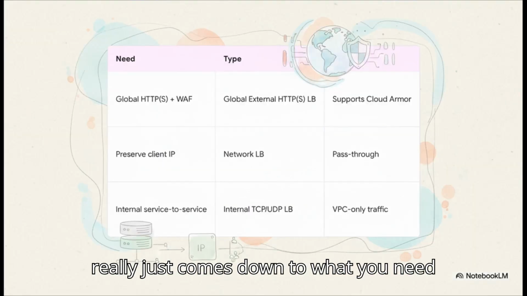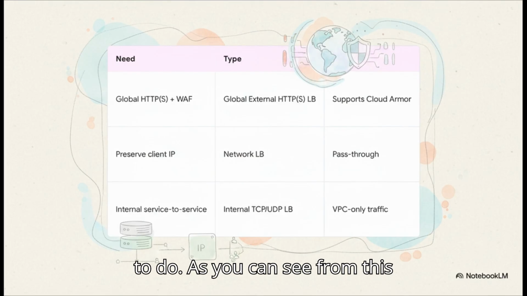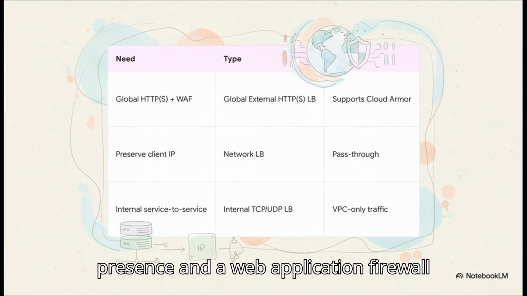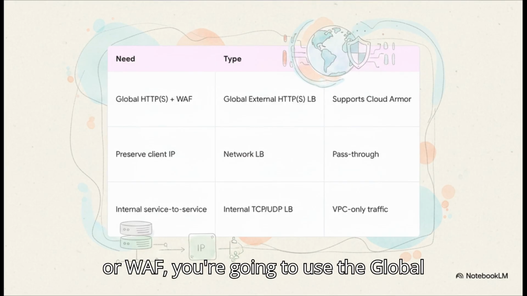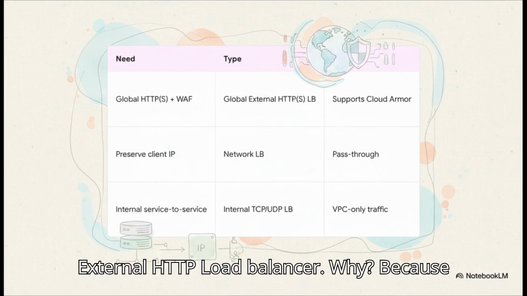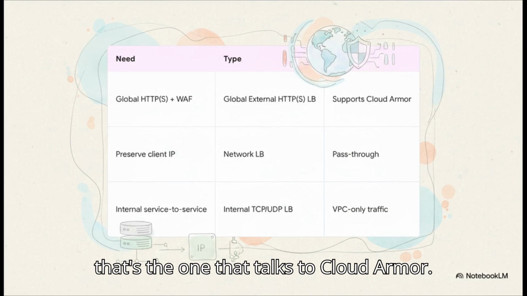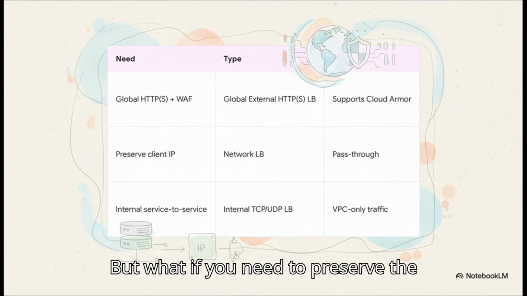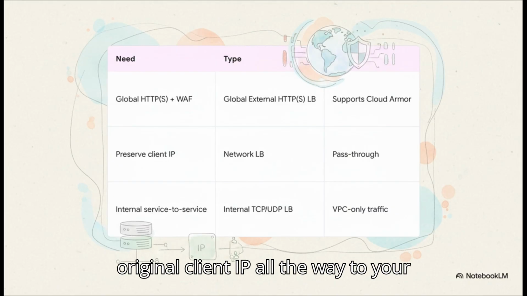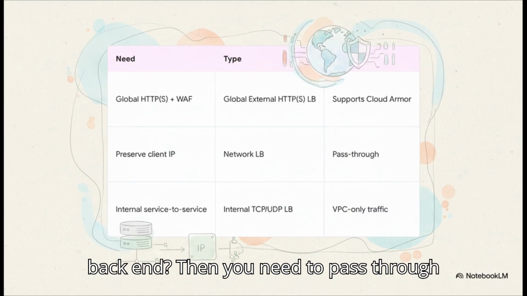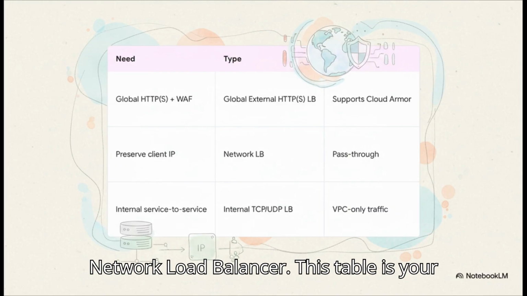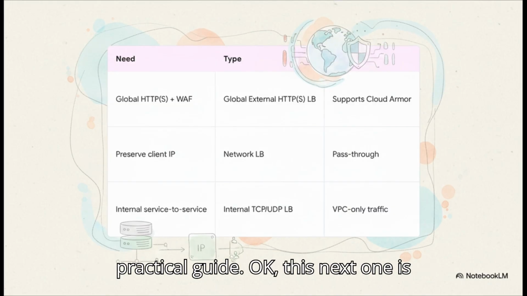Choosing the right load balancer really just comes down to what you need to do. As you can see from this little table, if you need a global presence and a web application firewall, or WAF, you're going to use the global external HTTPS load balancer. Why? Because that's the one that talks to Cloud Armor. But what if you need to preserve the original client IP all the way to your backend? Then you need a pass-through network load balancer. This table is your practical guide.